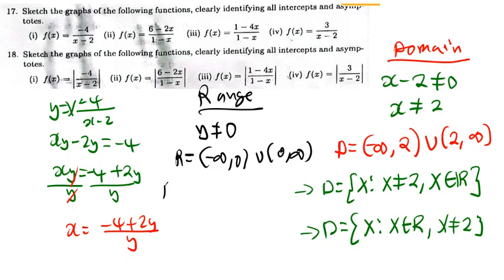Or I can say range y is such that y is not equal to 0, but y is a member of all real numbers. I know, guys, you know the method for finding the inverse, right?